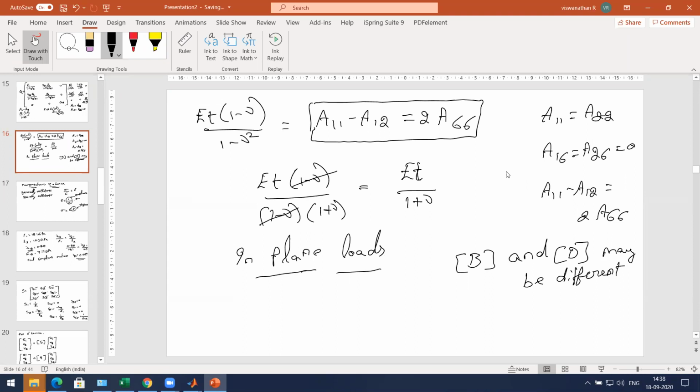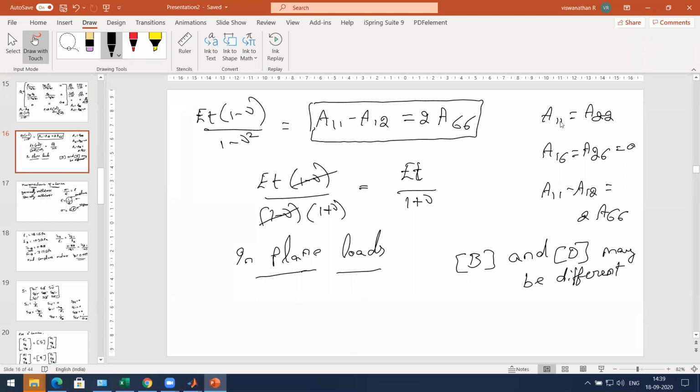So we can say that the material is behaving like quasi-isotropic, because it may have the B and D matrices different. We don't call it an isotropic material. To call a composite material isotropic, you should have A, B and D all behaving like an isotropic material. In this case, only the A matrix behaves like isotropic. B and D don't behave like isotropic, so it is a quasi-isotropic material.